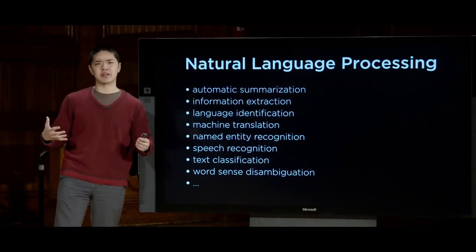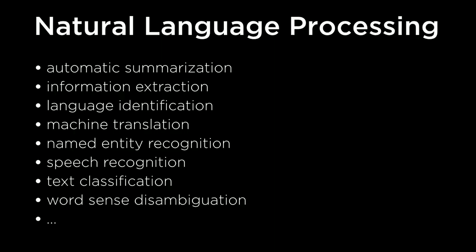But some common tasks that you might see are things like automatic summarization. You give an AI a long document, and you would like for the AI to be able to summarize it, come up with a shorter representation of the same idea, but still in some kind of natural language like English.